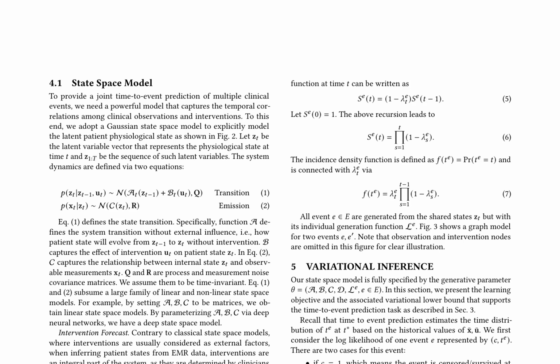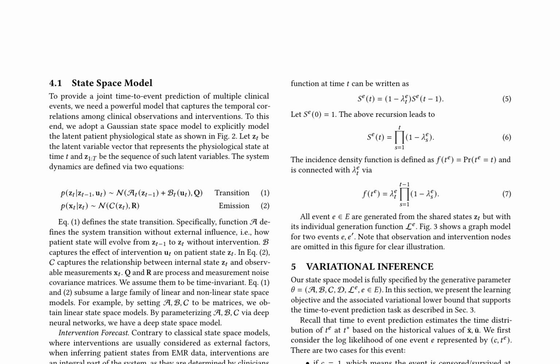To model time-to-event prediction, the authors propose a state-based discrete time hazard rate model, where the hazard rate function is discretized per time step and dependent on the dynamic latent patient physiological state at that time. The hazard rate lambda(e, t) of event E at time step t is modeled as lambda(e, t) = l_e(zt), where l_e can be either a linear model or a neural network. The authors derive the discrete survival function and incidence density function, connected to the hazard rate via equations. The graph model for 2 events E is shown in Fig. 3. The learning objective and associated variational lower bound support the time-to-event prediction task.